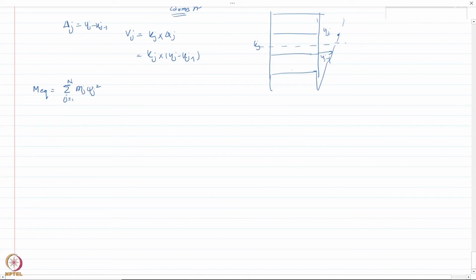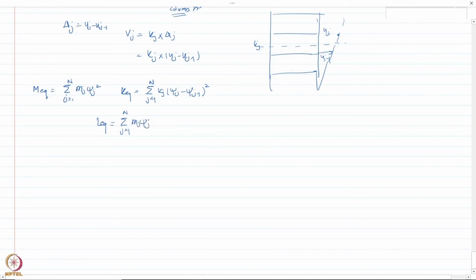Similarly, I can write down the expression for K equivalent, which comes out to be summation j equal to 1 to n of k_j times (phi_j minus phi_(j-1)) whole square, and L equivalent as summation j equal to 1 to n of m_j phi_j.